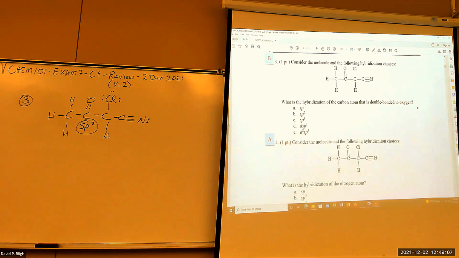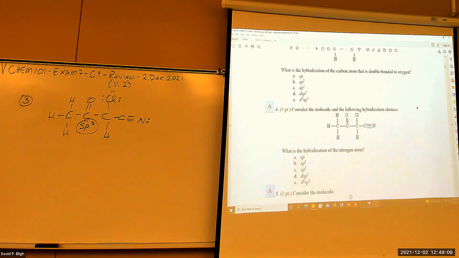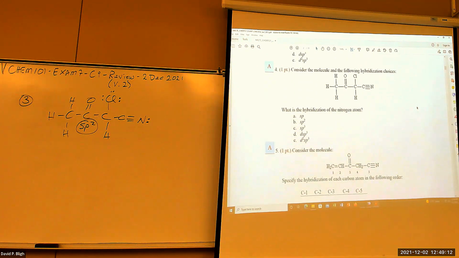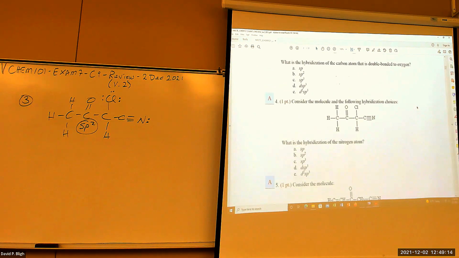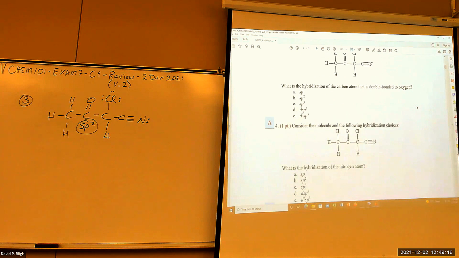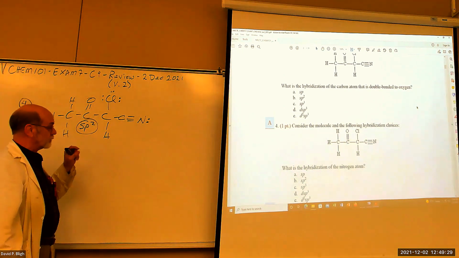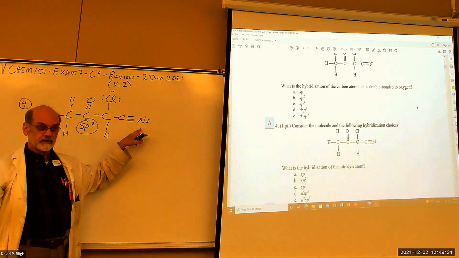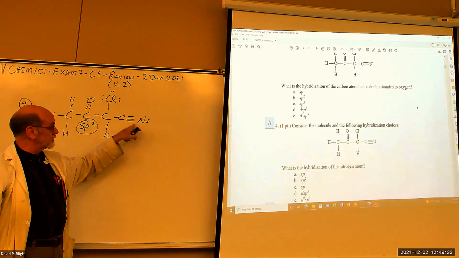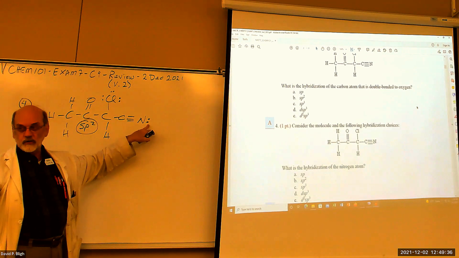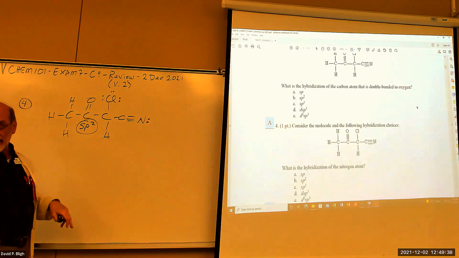Let's see, I'm going to have to scroll for 4. 5 is a different molecule, so we'll just do 4. Talk about that same molecule for 4. What's the hybridization of the nitrogen atom? Okay, in this case, you do need to know that you have 1 pair there, because the hybridization depends on it: 1 group, 2 groups, which means it's sp hybridized.